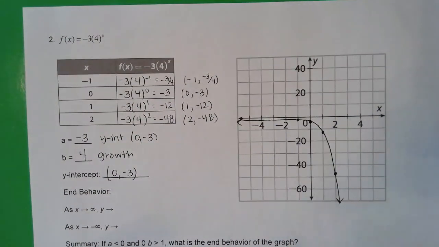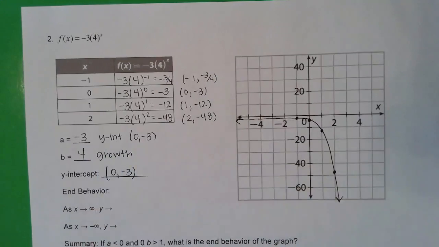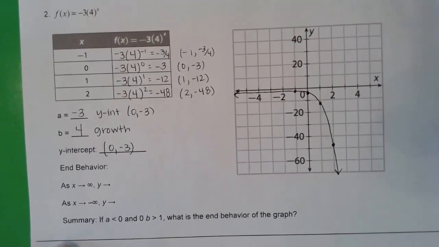It's exponential growth, even though it's going down. Kind of strange. Growth just means it's moving away from 0 more quickly. That's the definition of growth. And we'll practice that more in the notes coming up next week.